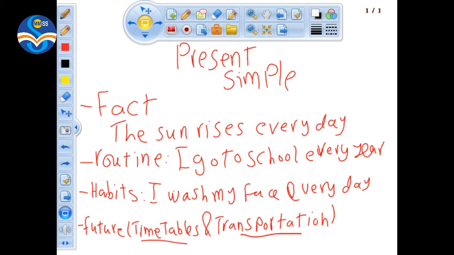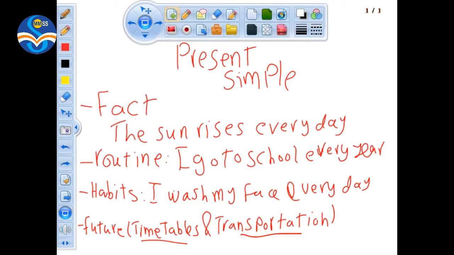Now, we're done with the usages of the present simple. If I would like to revise it quickly or summarize it quickly, I've got the facts, things that nothing happens except them. Routine, like the things that happen to me and I have no option to change. Habits, which are the things that happen to me and are in my own decision or in my own choice. And future with timetables and transportation that are always repeated or do not change.